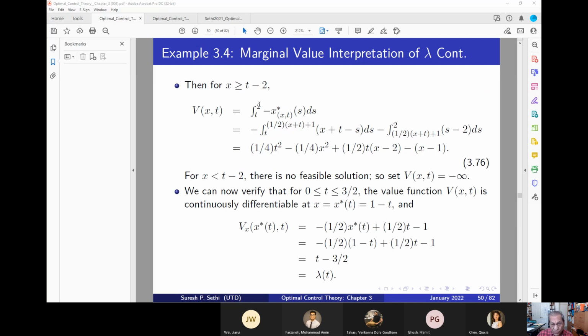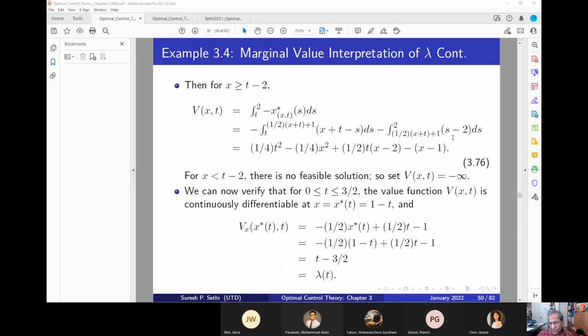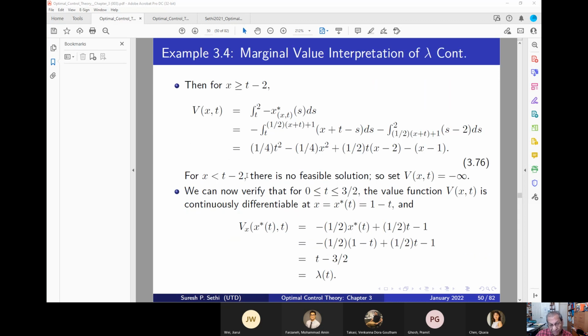V(x,t) is from t to 2. This is minus of that trajectory, s ds. And then from t to this point, okay? So the t to 2 has two parts. One is t to this point, which is s star, and the other one is from s star to 2. And I have a trajectory. So I use this trajectory for the first part, this trajectory for the second part. As you can see, this is the second part, this is the first part. These are easy to integrate. So I integrate. And for x less than t minus 2, there is no feasible solution because V(x,t) is minus infinity.